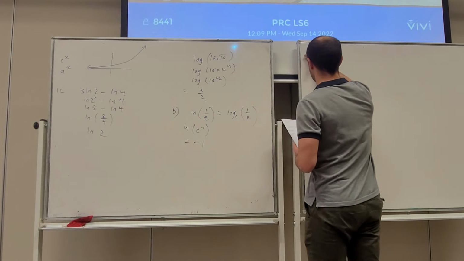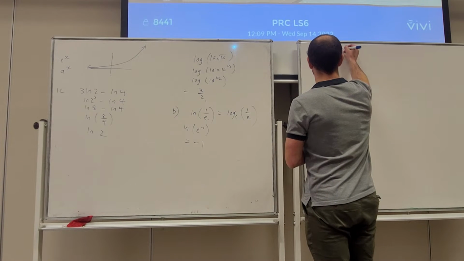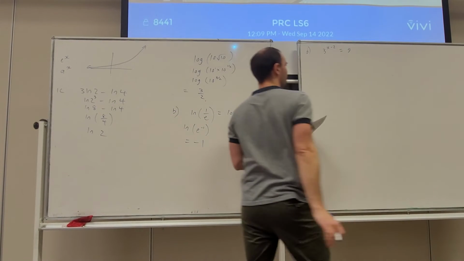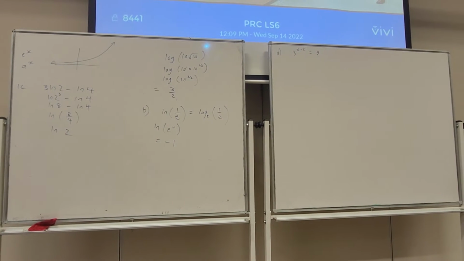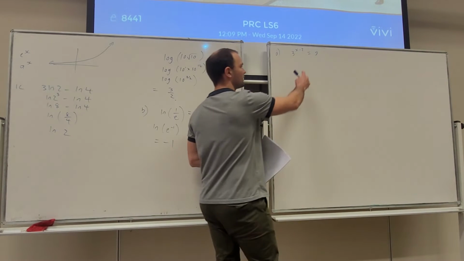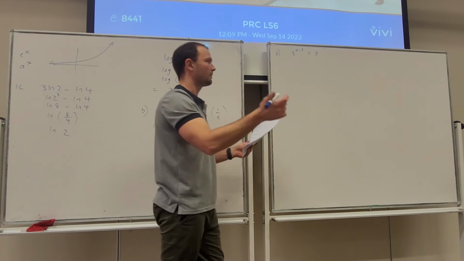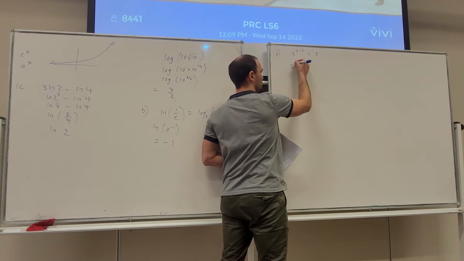D, we have an exponential equation to solve. We have 3 to the power of x take 2 equals 9. So the first way we can try and solve this is by equating the bases. We can make the bases the same, and we can equate the powers. So 9 we can actually express as a power of 3, right?